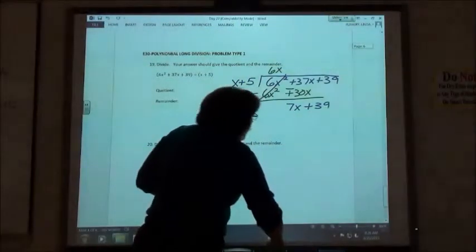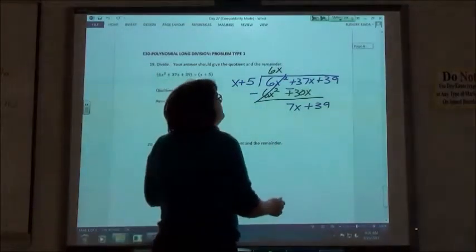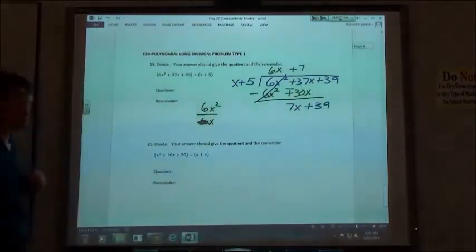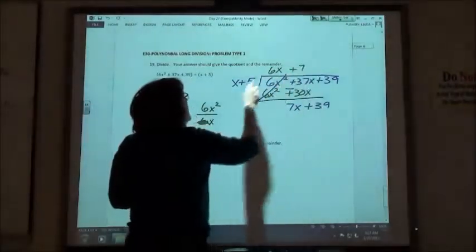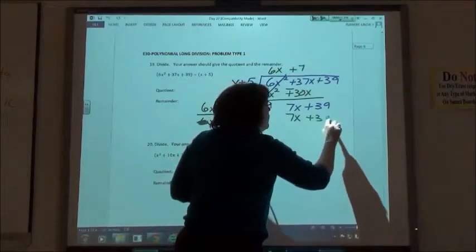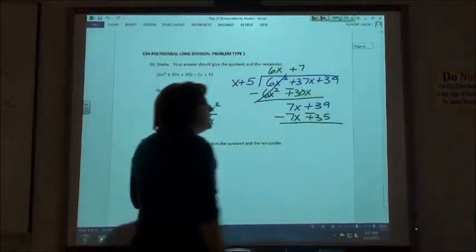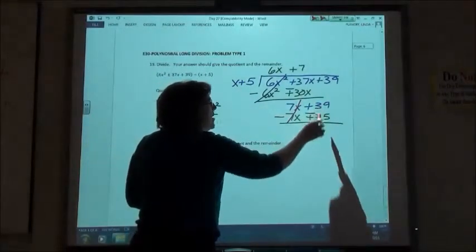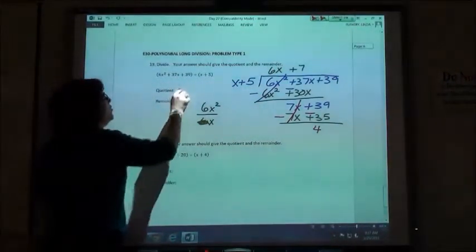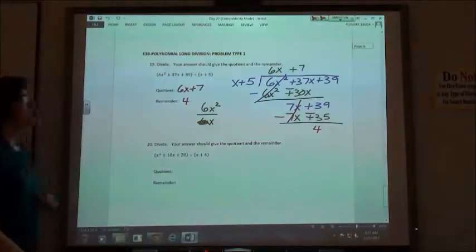So then basically we're going to repeat that process. What times x gives me 7x? A 7, and it's going to be a positive 7, so we're going to put the plus sign there since it's not our leading term. So 7 times x is 7x. 7 times 5 is positive 35. But then we have to subtract, so we can cancel out that leading term. 39 minus 35 is 4. So our quotient is 6x plus 7. Our remainder is 4.